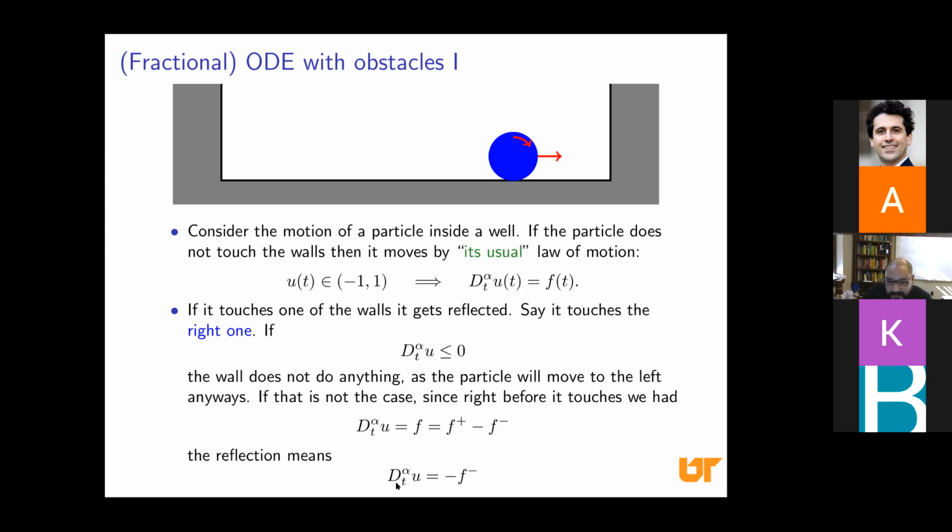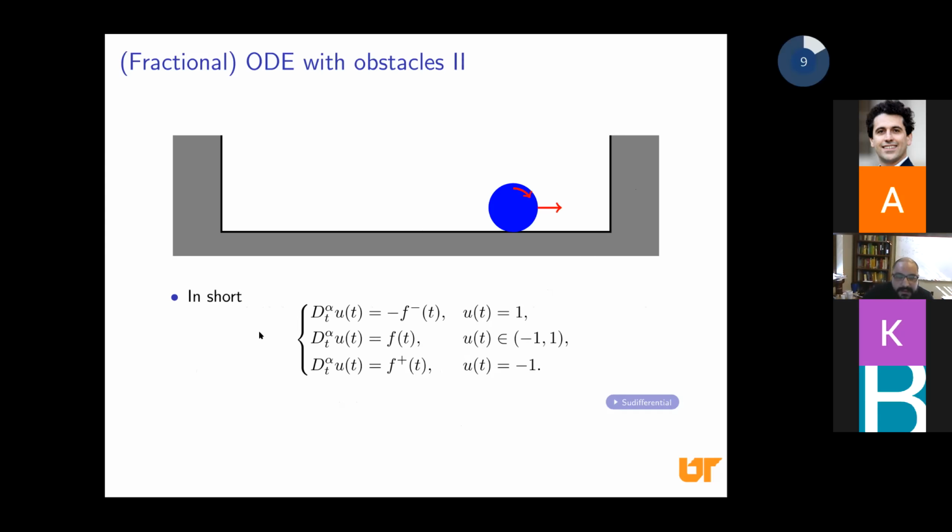So the reflection is going to be expressed in this form. You can do a similar analysis for the left wall. And in short, what you're going to get is the following: if your particle is positioned strictly between -1 and 1, then it moves according to this law of motion.